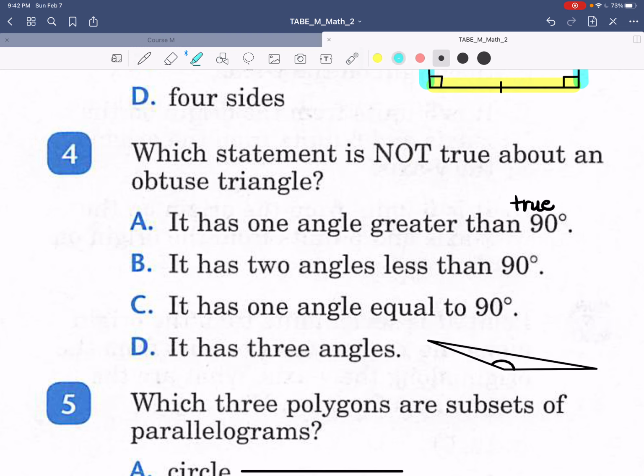Look at these little bitty angles over here. Those will be there. Those tiny little angles are part of that obtuse triangle. It has one angle equal to 90. That is not true because it has that obtuse angle. And it has 3 angles. That is true of any triangle. So the one that is not true is C. There is no right angle in this kind of triangle.